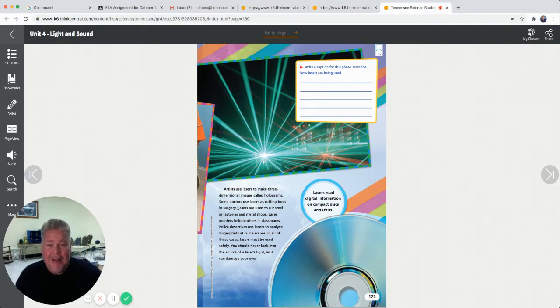My dad had a little cancerous place, and so the doctor used a laser inside of him and cut that cancerous place out. That's pretty amazing, isn't it? They're so precise that you can use them inside a human body to remove something that shouldn't be there. Lasers are used to cut steel in factories and metal shops. Now that's some powerful light, isn't it?